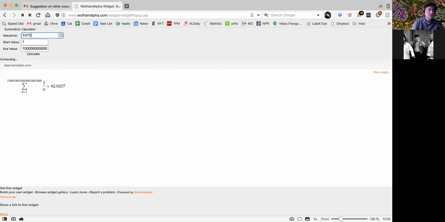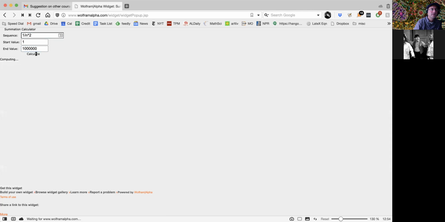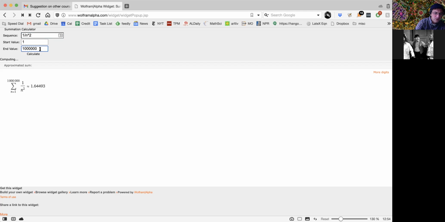Let's try our series 1 over n squared. Let's calculate the first million terms of that. We know it converges. So it looks like 1.64493. What if we go to the first billion terms? It doesn't change. Trillion terms, it just stays stable. Now this number, 1.64493, turns out to be a well-known number. Let me stop sharing here and go back to the whiteboard.